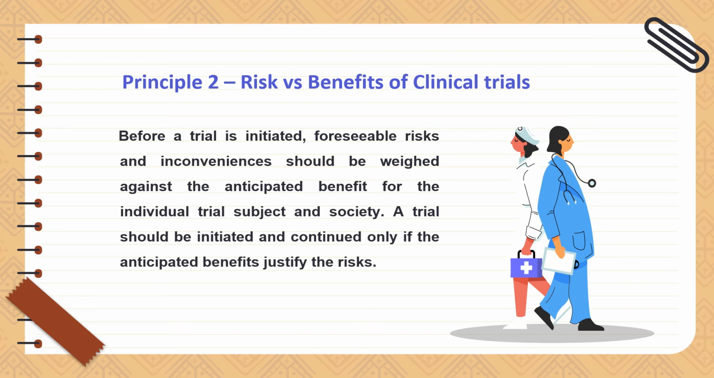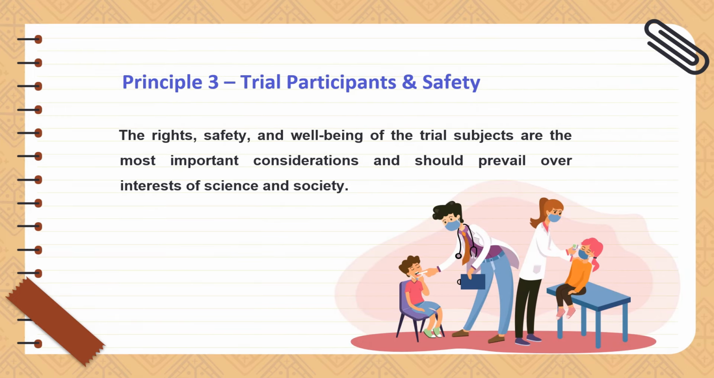This is the second principle. The third principle speaks regarding trial participants and their safety. So the rights, safety, and well-being of the trial subjects are the most important consideration and should prevail over the interest of science and society. A lot of times it happens that we have a molecule which is highly toxic, but it can cure a very untreatable disease. Okay, for example, cancer.